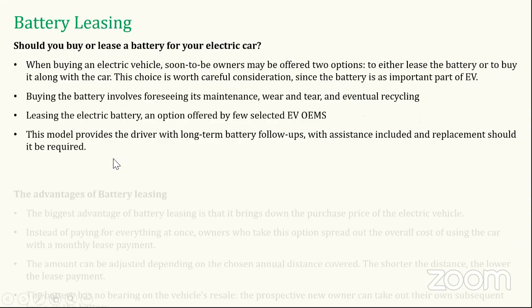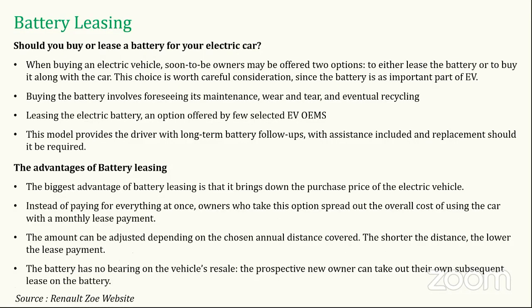The next topic is battery leasing. One of the major constraints for getting a battery electric vehicle is the cost of the battery. That will be greatly addressed with the help of the battery leasing process. So should you buy or lease a battery for an electric vehicle? When buying an electric vehicle, soon-to-be owners may be offered two options. Either you can buy a vehicle with a battery, or you can buy the vehicle with a glider, excluding the battery. The choice of the battery selection and fixing the battery is up to the owner, and that can be with the help of a lease payment.